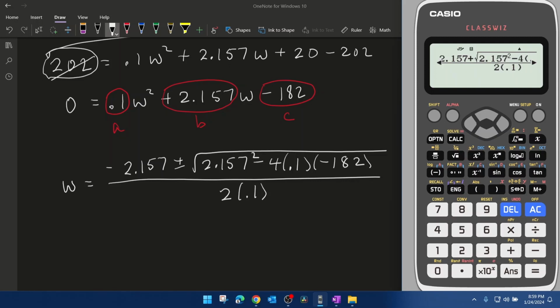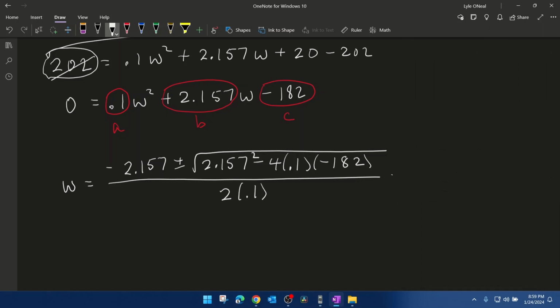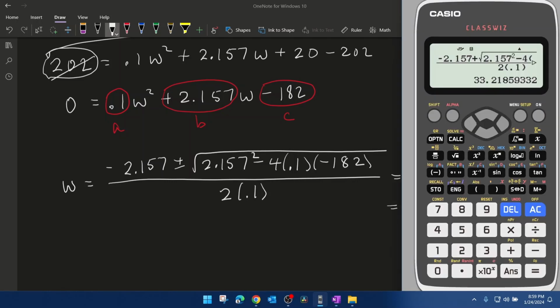And if we hit equals, we get 33.22 rounded. Equals 33.22. And then we would need to do the negative.